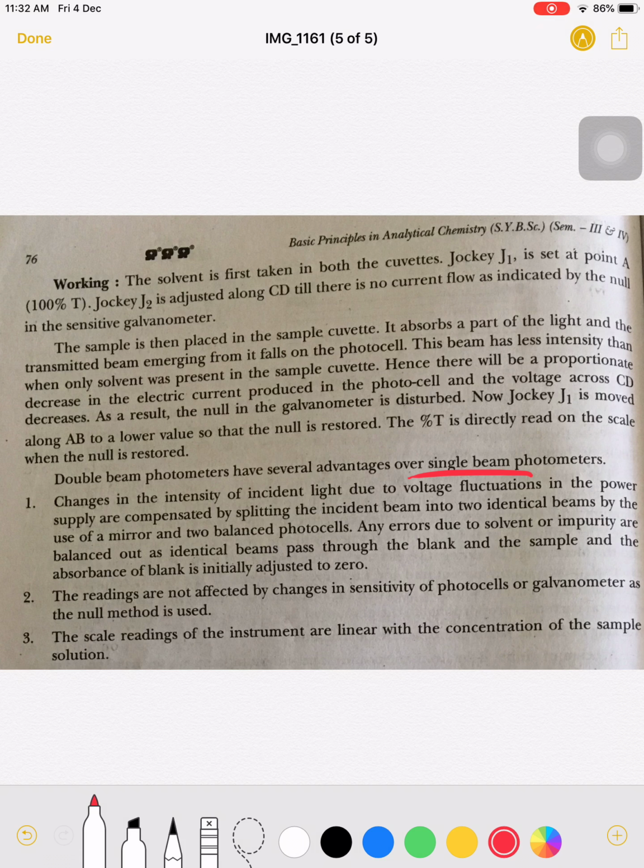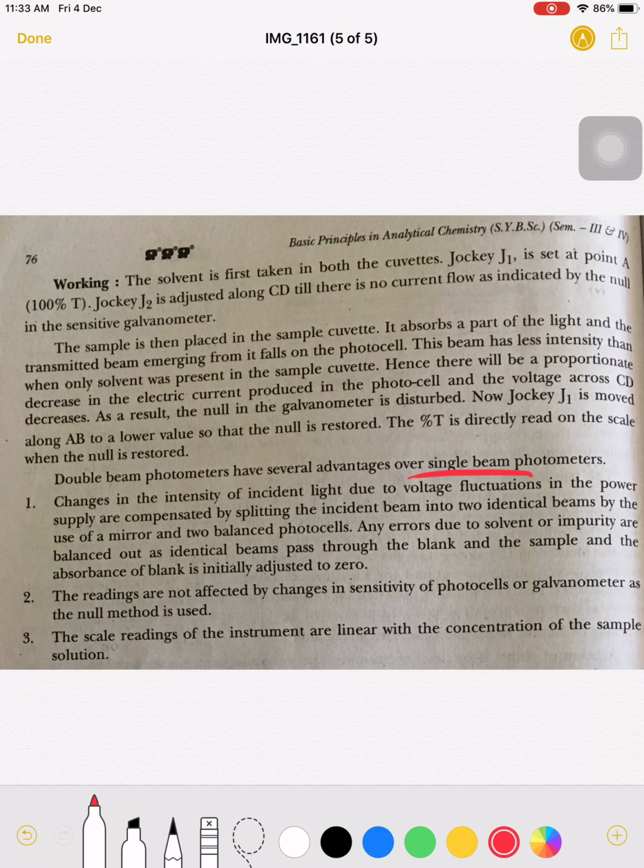But in the case of the single beam spectrophotometer, we are using only a single beam. Therefore, if there is a fluctuation in the light, it leads to a difference in the reading. Second, the readings are not affected by changes in the sensitivity of photocells or galvanometer, as the null method is used here. So in the double beam spectrophotometer we are using a null method, and if there is a change in the sensitivity of the photocell, there is no change in that method.